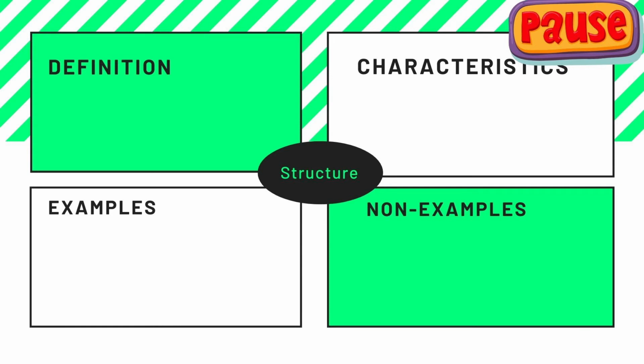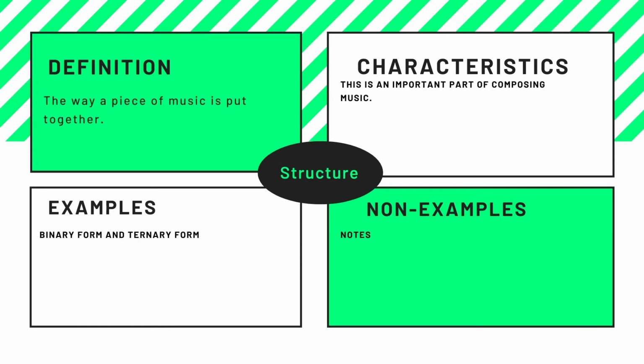And let's see what I put. So our definition is the way a piece of music is put together. Our characteristics are the fact that it is an important part of composing music. Examples would be binary form and ternary form. And non-examples would be the notes.